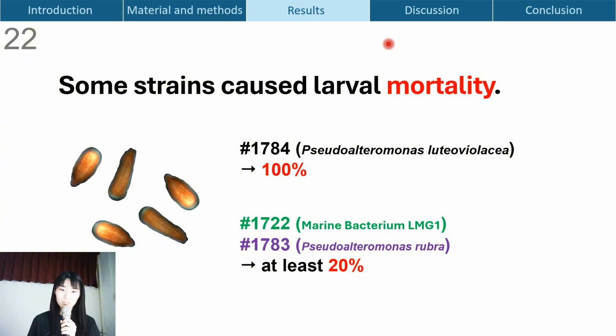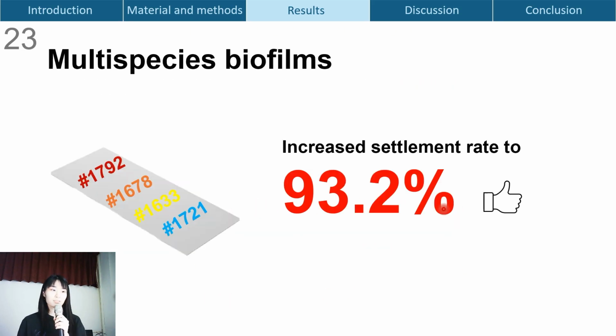Some strains cause larval mortality, which means, like this 7084, it caused a 100% death rate for the larvae in 48 hours. And what we mentioned before, 1722 and 83, I think are number 4 and number 6 we mentioned before. They also kill 20% of the larvae after 48 hours. So to know more about these two, we did another experiment.